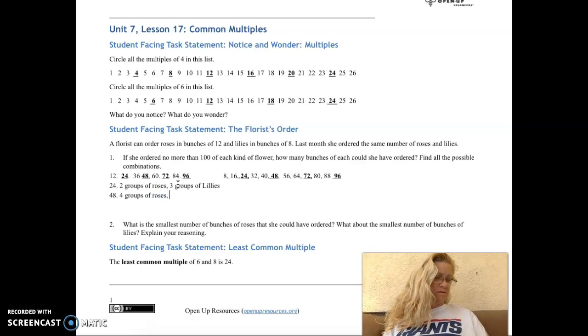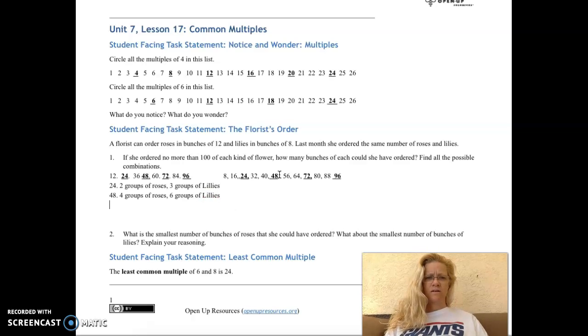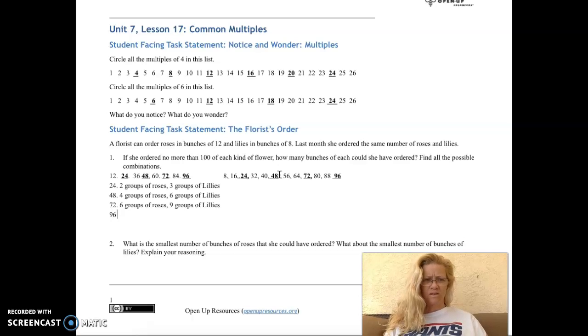and 6 groups of lilies. So you can see right here, 1, 2, 3, 4, 5, 6 groups of lilies. Okay, and 72 would be 6 groups of roses. And 9 groups of lilies. Okay, 96. I'm going quicker right now because I only have 15 minutes and I have 1 left to get through this lesson. Would be 8 groups of roses and 12 of lilies.